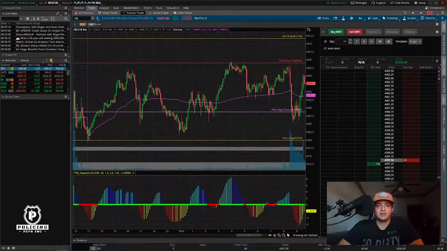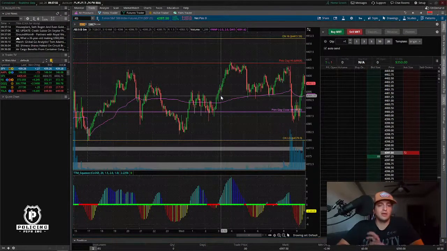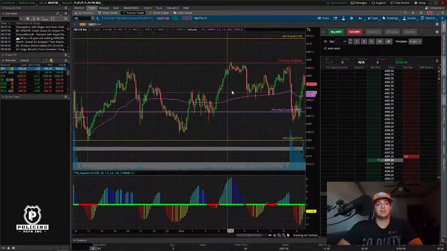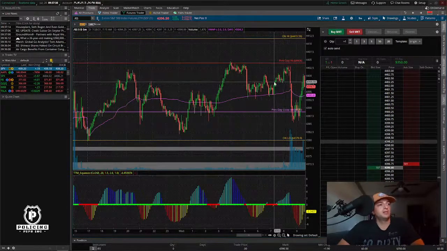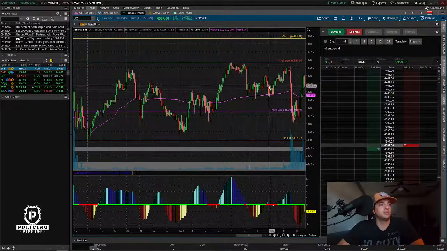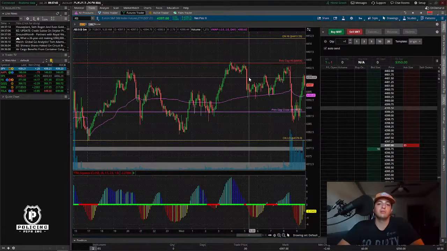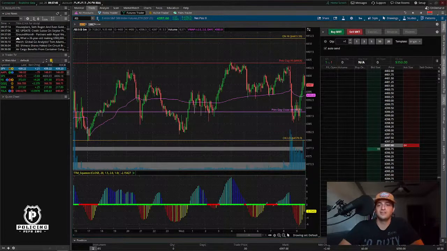4,400 is going to act as that barrier. If you're holding and you want to have your stops at least at break even so you don't lose any money on this, just be careful. That's up to you. It's your trade management. I am not a professional. This is educational.